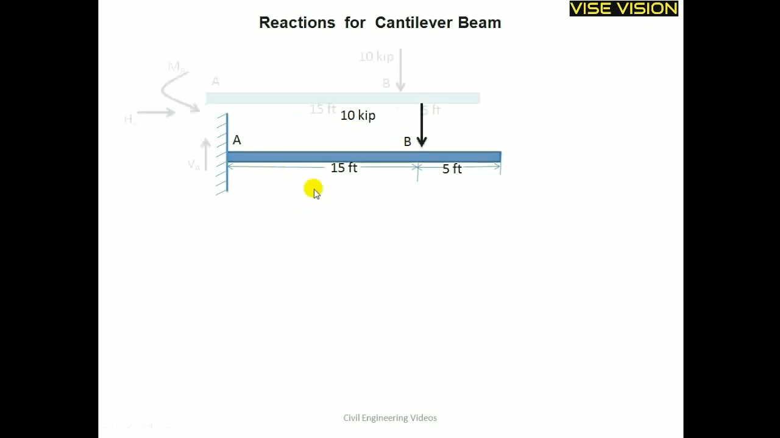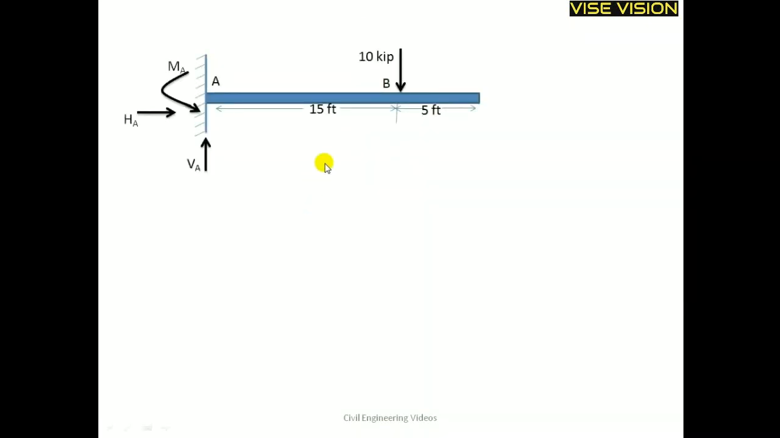Here in this case the VA is acting upward, the vertical reaction, HA is the horizontal reaction and MA is the moment reaction. So I will take moment about point A. This is my point A, I will take moment about this point. The summation of all the moments about point A is equal to 0, and the counterclockwise moment is taken as positive and clockwise moment is taken as negative.